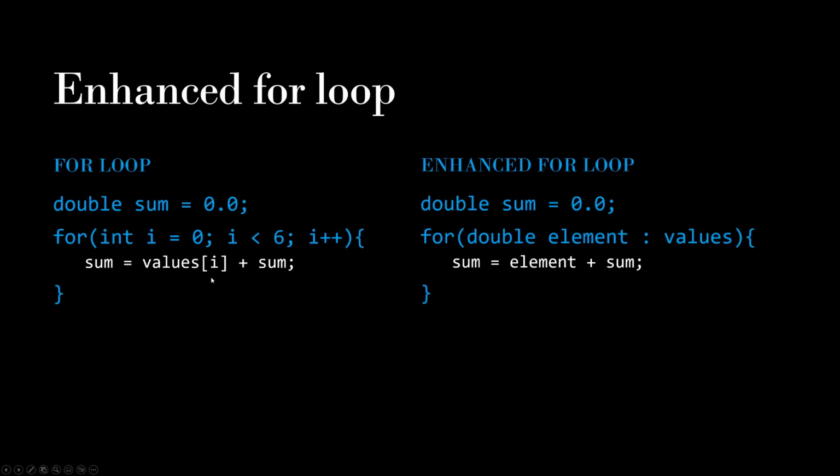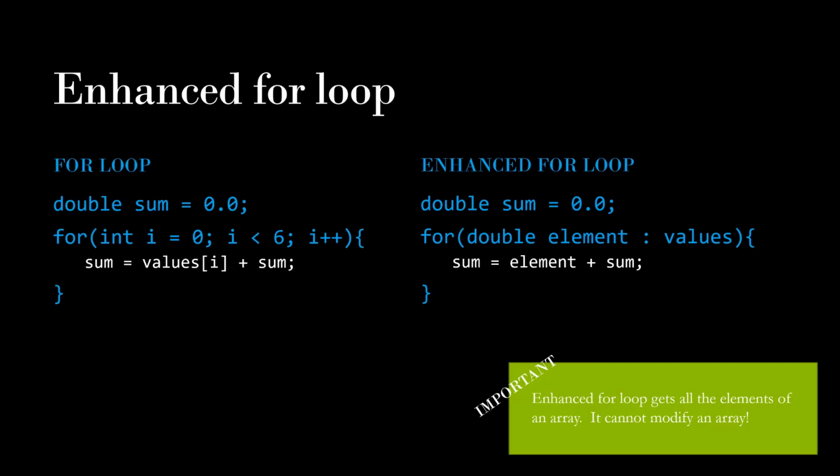So both of these do the exact same thing, except we don't have to write as much in the for loop right here. Now, something to keep in mind is that enhanced for loops go through all the elements in the array. So you can't just do a partial of them.